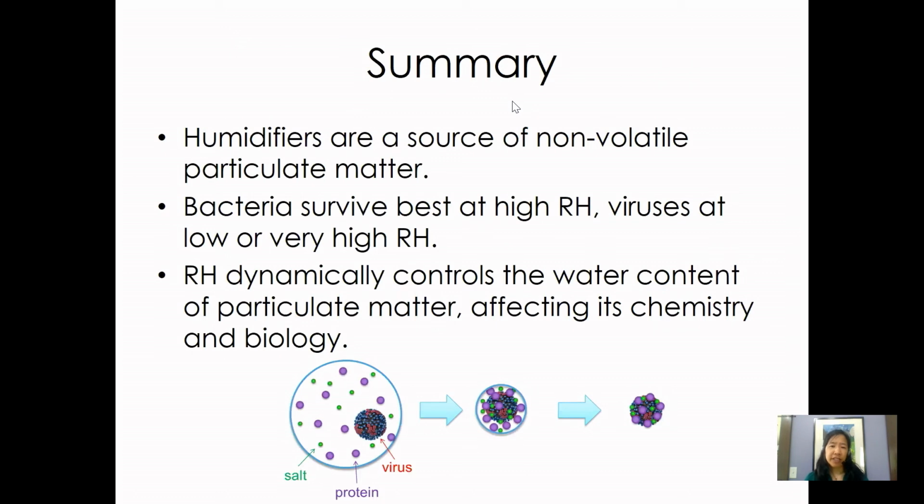And now, just to summarize, humidifiers are potentially an important source of non-volatile particulate matter in the indoor environment. Secondly, as I showed, bacteria survive best at high relative humidity, and viruses at low or very high relative humidity, and they don't survive well in the middle. And relative humidity dynamically controls the water content of particulate matter, affecting both its chemistry and its biology.